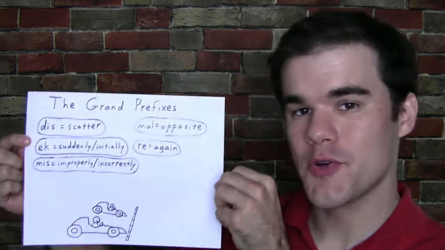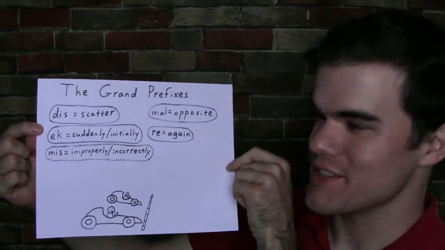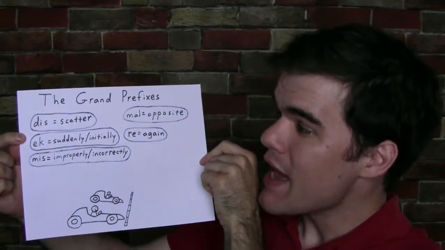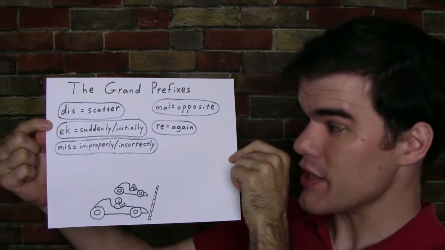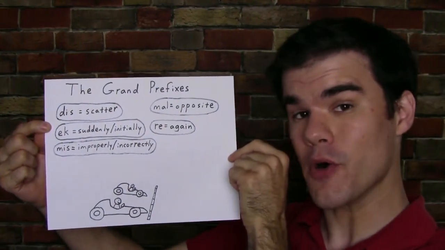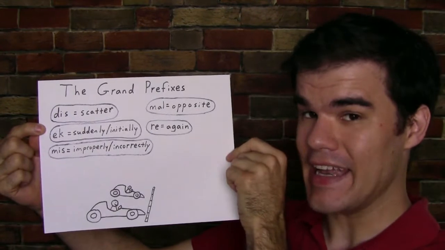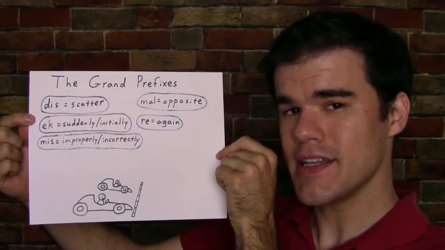Hi there, today I want to talk to you about some of the prefixes that we use in Esperanto. These 5 prefixes are what I like to call the grand prefixes, so using sort of a racing theme. Dis is to scatter something, ek is suddenly or initially, mis is improperly or incorrectly, re is again, and mal is opposite. Let's take a closer look at each one.